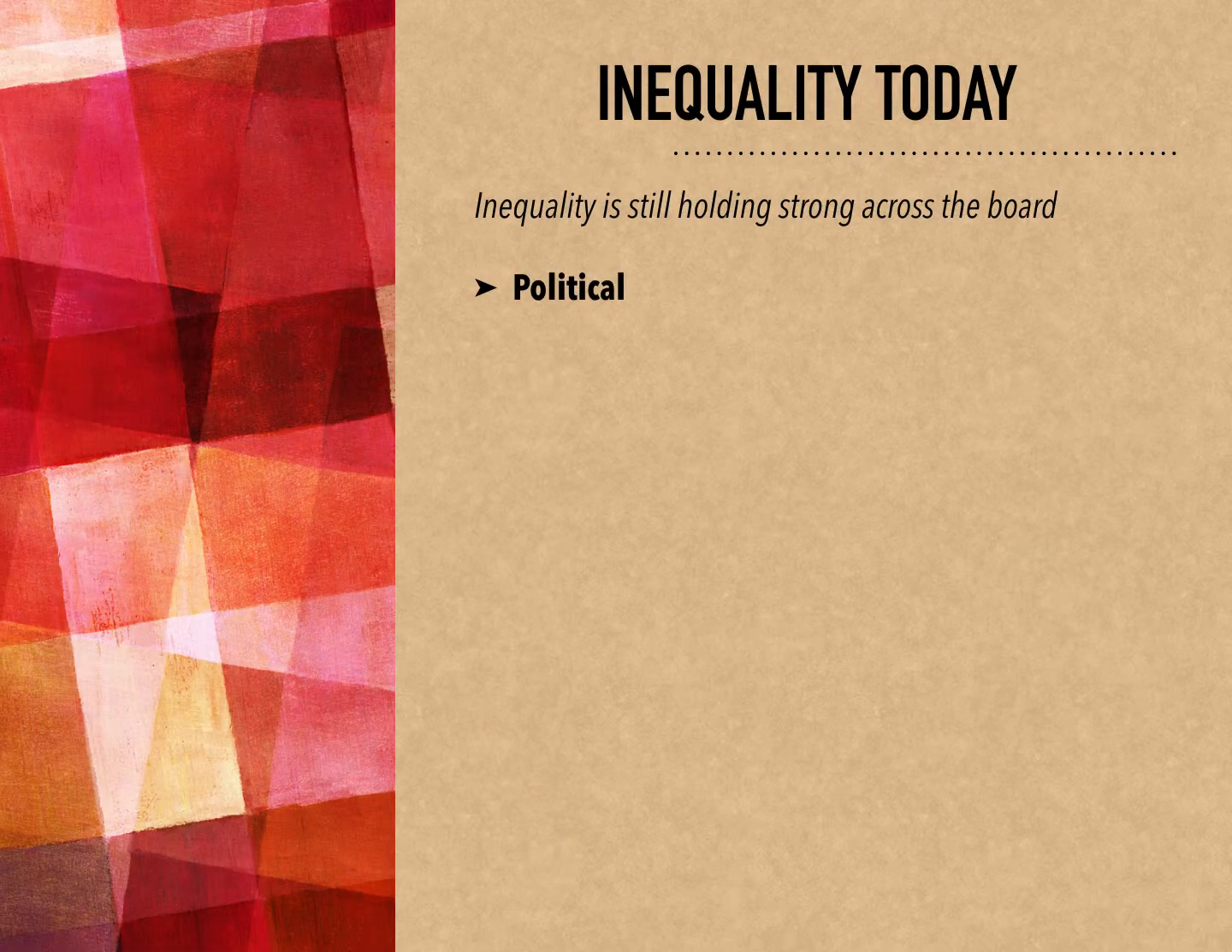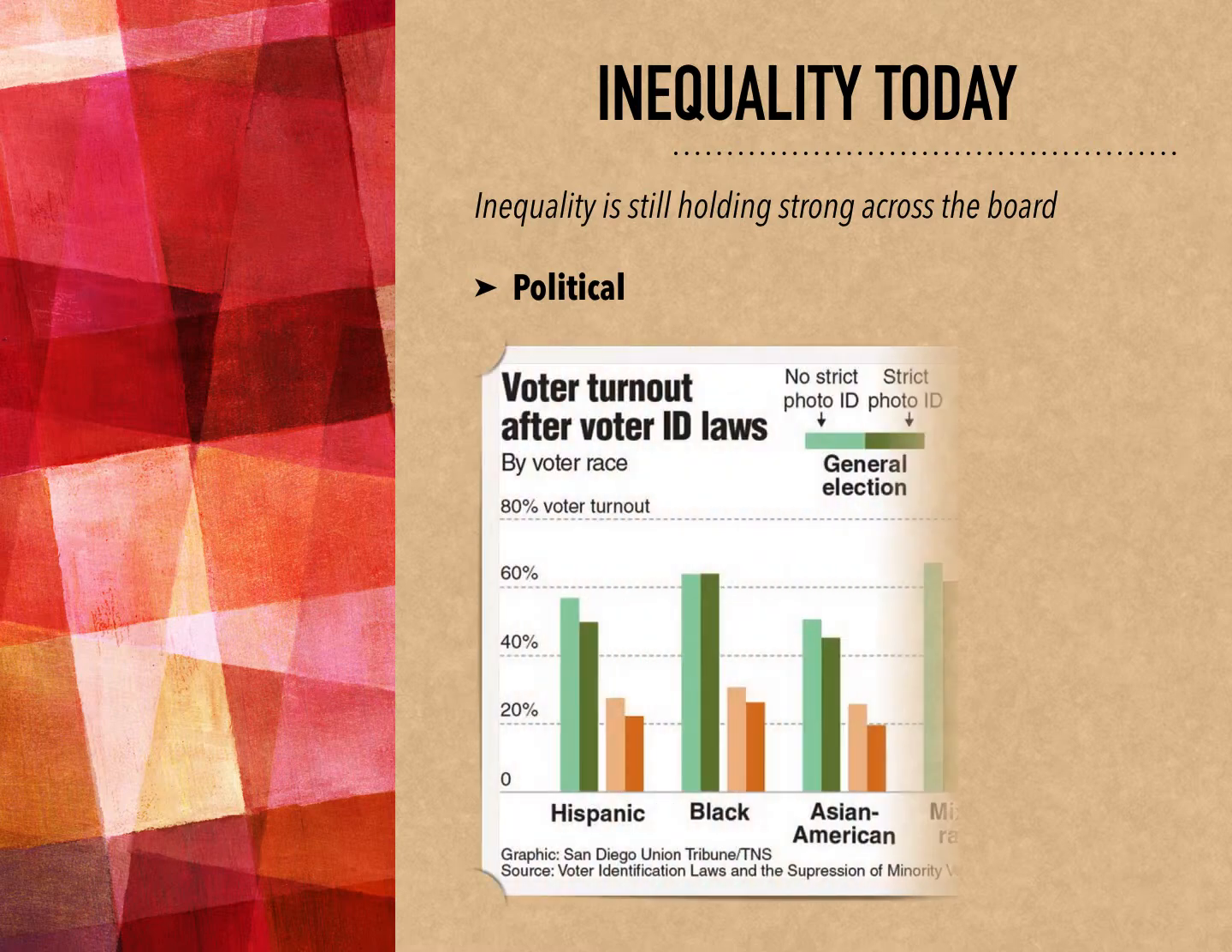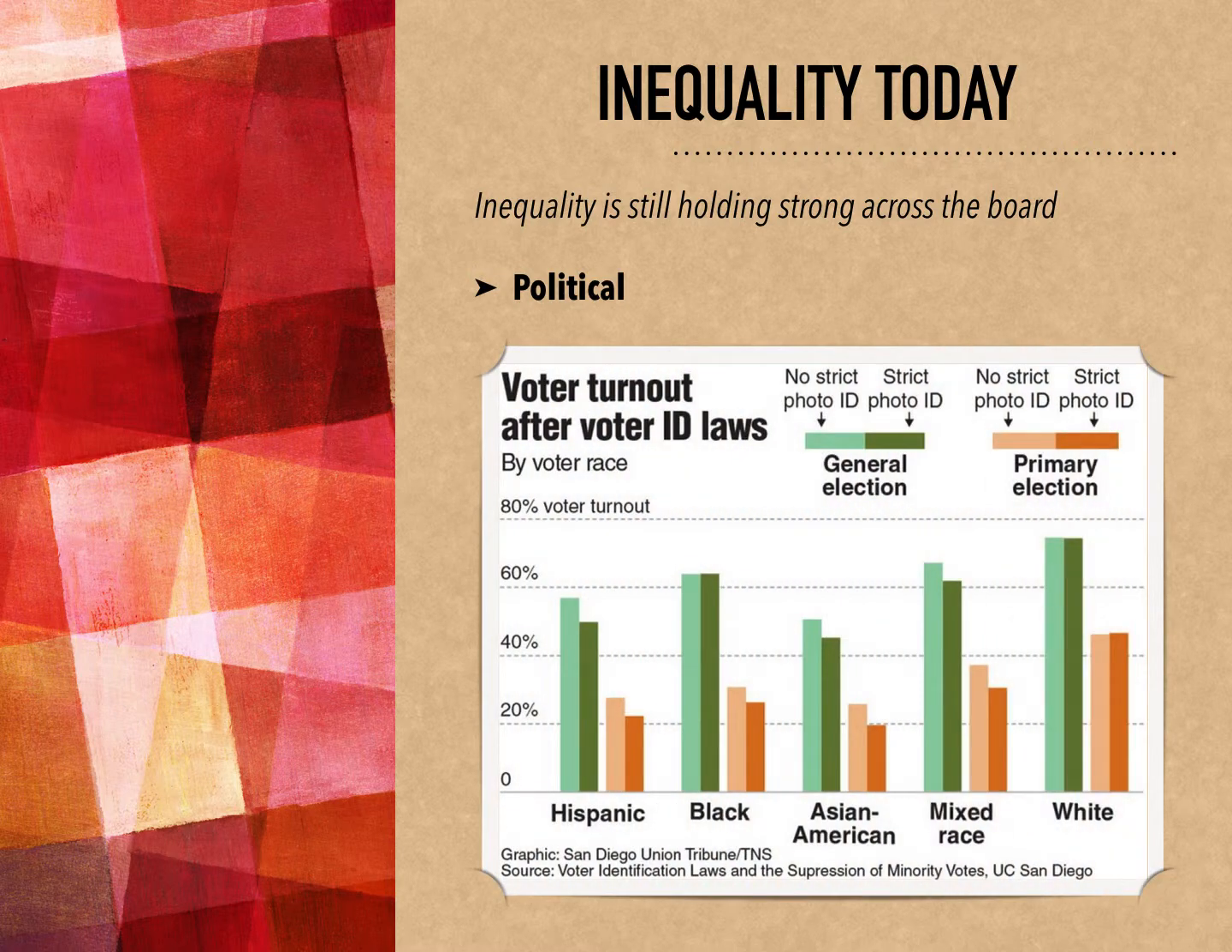So what does inequality look like today? Well, 35 states currently require government-issued identification to be presented at the polls. States with the strictest ID laws are those with higher rates of poverty. During the 2016 presidential election, 9% of Black and Hispanic individuals lacked proper ID to vote, disproportionate to only 5% of white individuals.